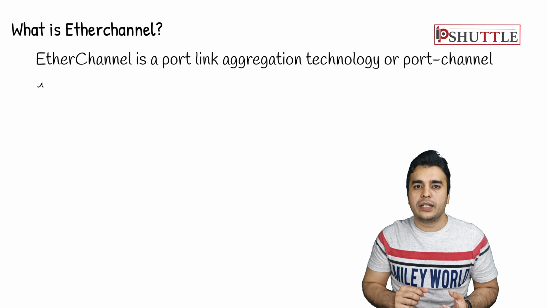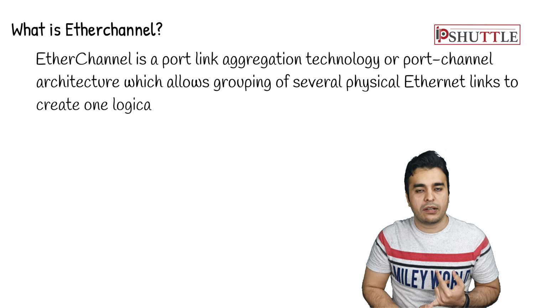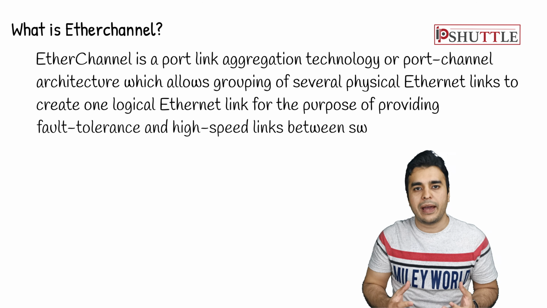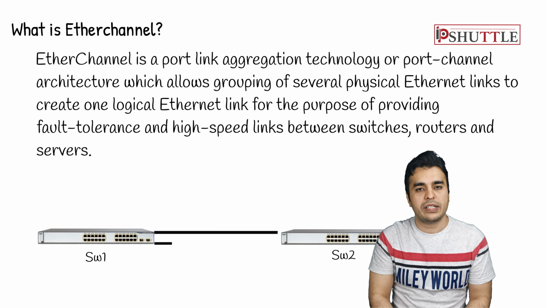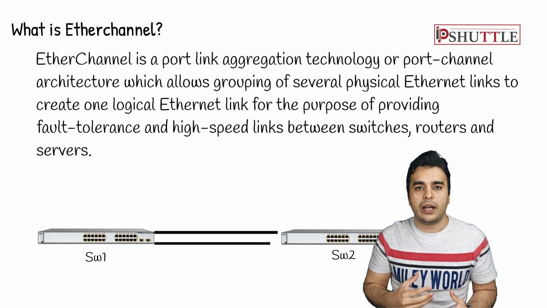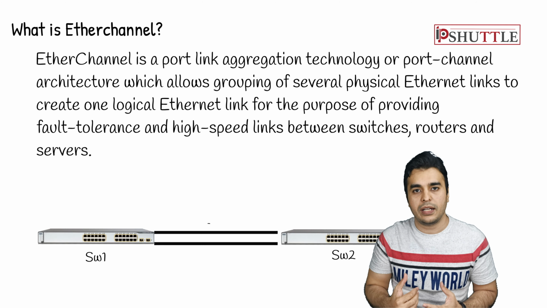What are the ether channels? Ether channel mainly is a port aggregation technology. In this technology what happens is, let's assume that between the switches we have two interfaces. If we leave it by default, what will happen is spanning tree will jump in and shut down one of the ports from one side to avoid the loop in the switch.